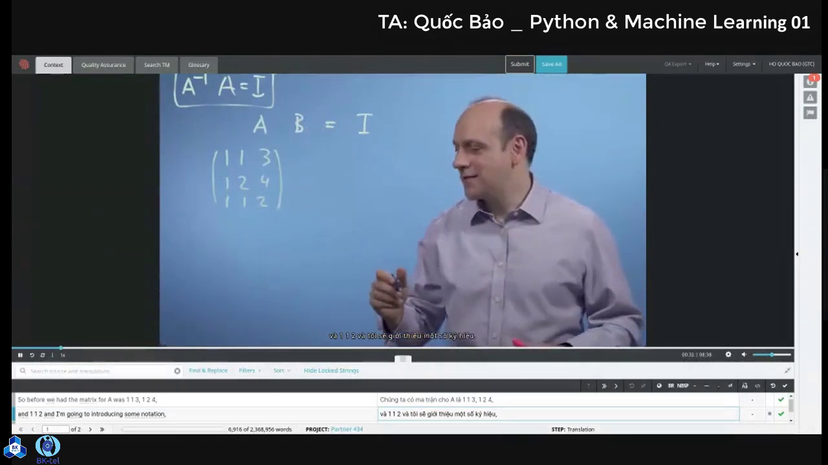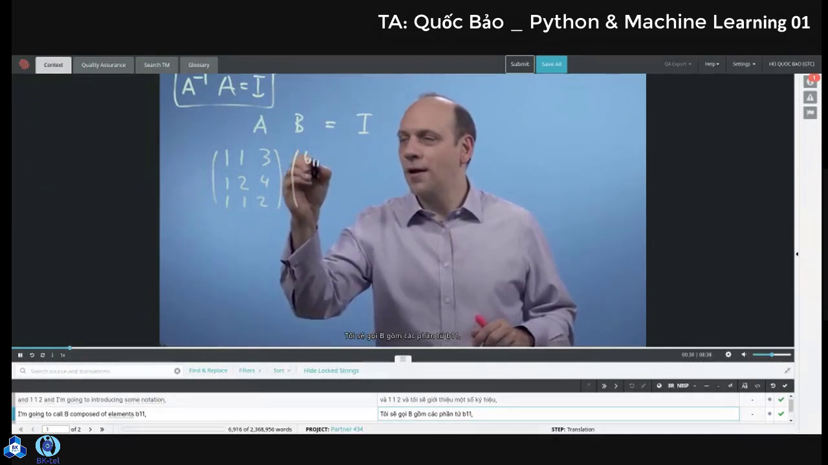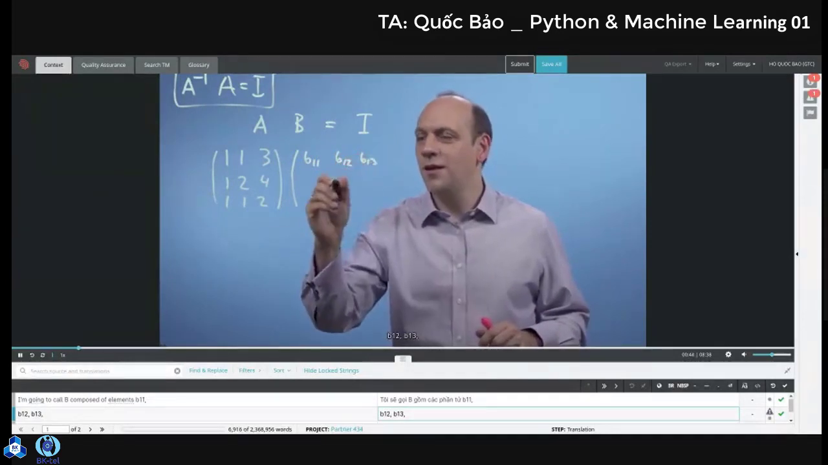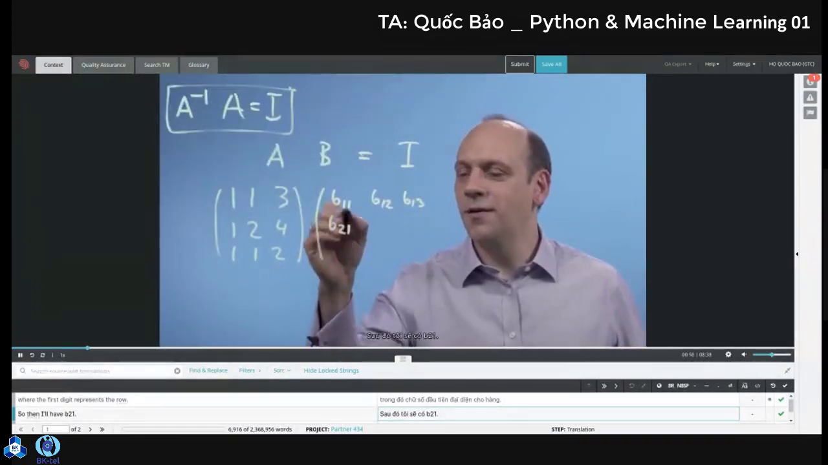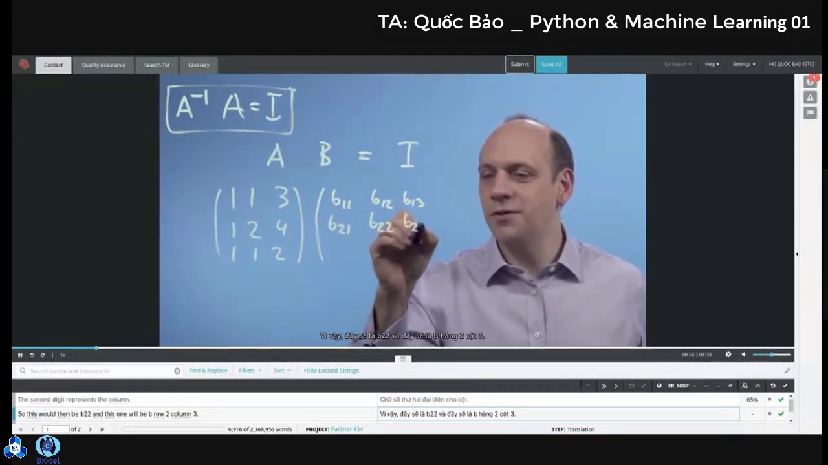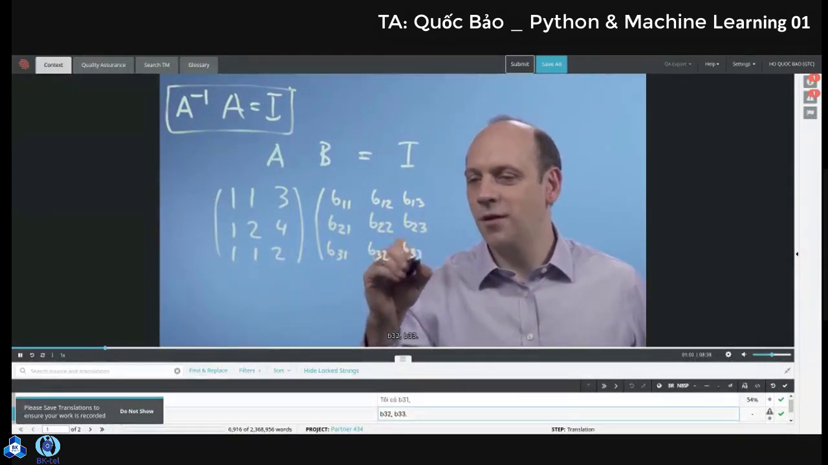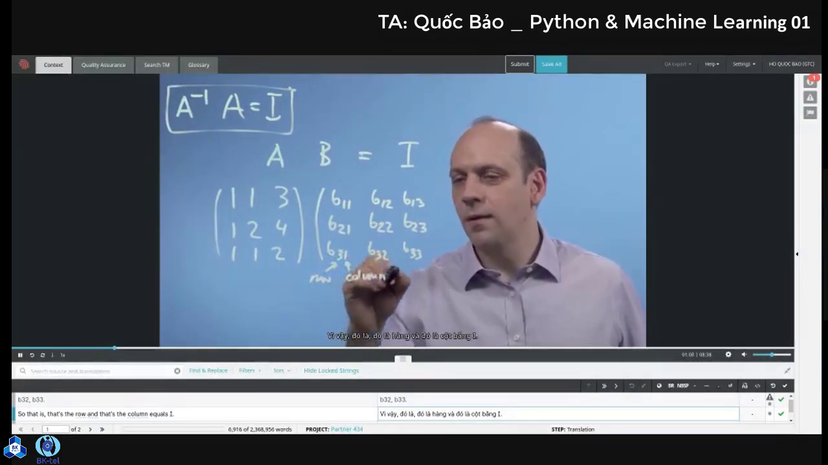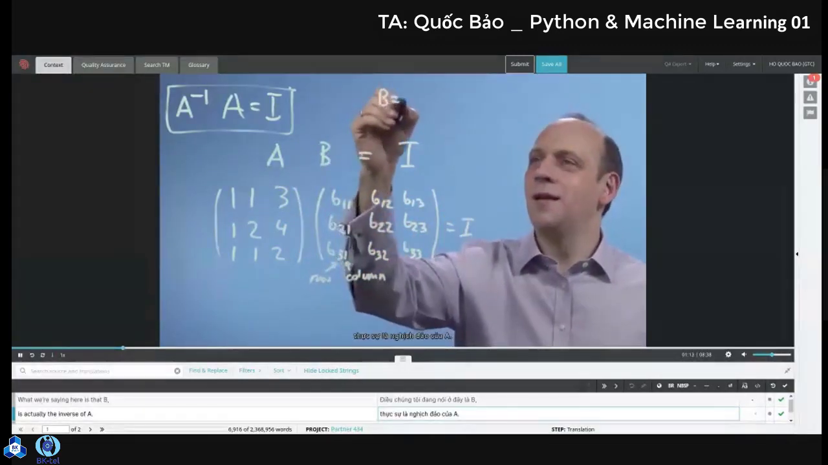And B here, I'm going to actually introduce some notation. I'm going to call B composed of elements B11, B12, B13, where the first digit represents the row. So then I'll have B21. The second digit represents the column. So this would then be B22, and this one would be B row 2, column 3. I'll have B31, B32, B33. So that's the row, and that's the column. Equals I. What we're saying here is that B is actually the inverse of A.